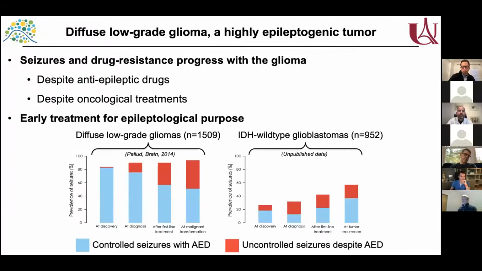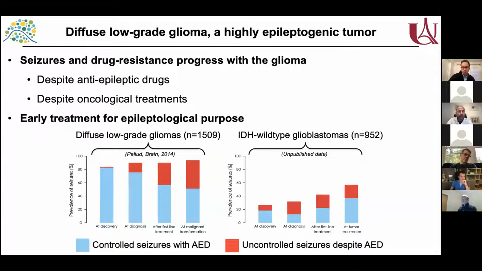Together with the tumor growth over time, we observe the high epileptogenicity of diffuse low-grade glioma. From the initial discovery of the tumor, until the end of life, we have a constant increase of the prevalence of epileptic seizures and an increase of drug resistance despite oncological treatments and despite anti-epileptic drug therapy. This is a common finding of diffuse low-grade glioma, from diffuse low-grade glioma on the left example to IDH wild-type glioblastoma on the right. And this observation asks for an early treatment for epileptological purpose too.